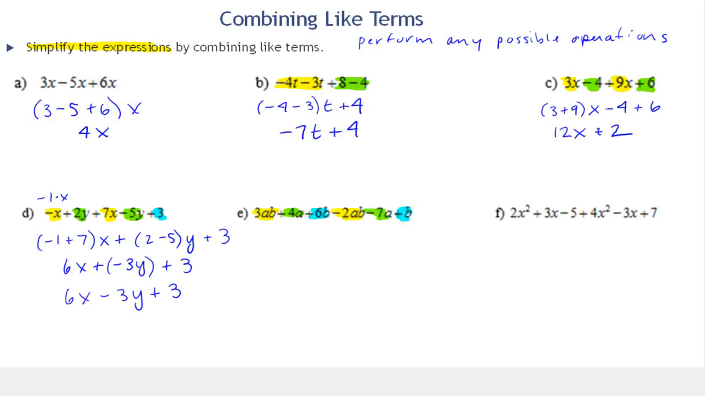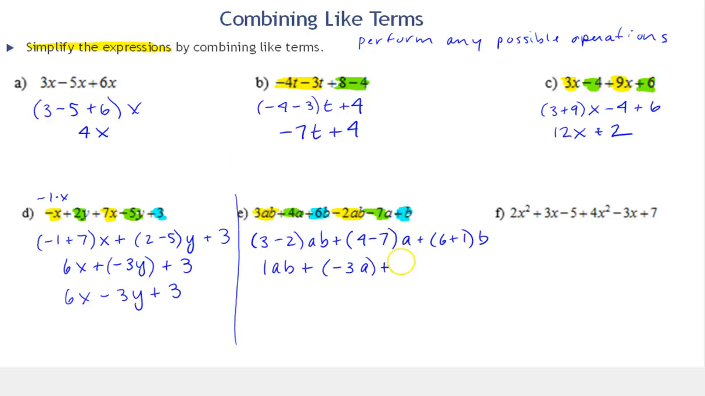so they're all being included in some variable category. And we'll start with the first type of variable. So this has a factor of both A and B. So the coefficients are 3, and we have minus 2, AB. Now for our A terms, we're going to put plus parentheses 4 minus 7. That's our A term. And then for our B terms, we have plus 6. That coefficient is 1, B. Now we're going to perform our additions or subtractions. So 3 minus 2 is 1. So we have 1AB. Plus 4 minus 7 is negative 3. So we have negative 3a. And 6 plus 1 is 7.